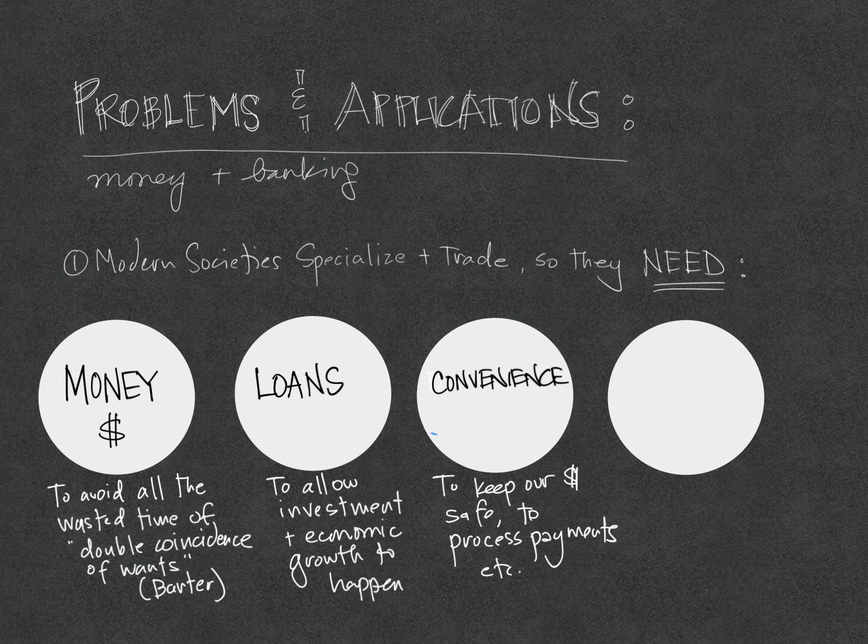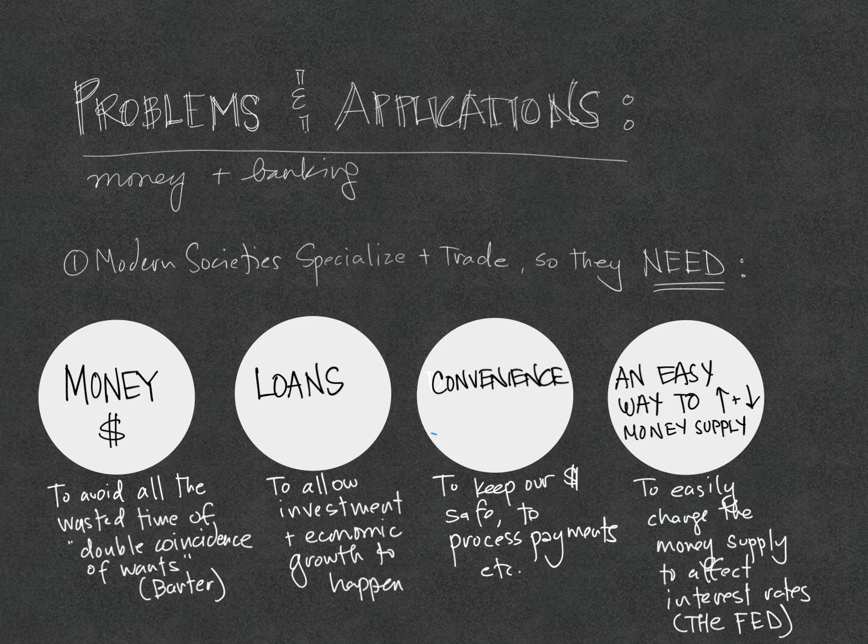Another thing we need is the convenience of somebody to keep our money safe, maybe somebody to issue paper slips called demand deposits or checks so that we don't have to lug gold around with us. We need somebody to process payments for these checks, etc. We need basically what banks are going to offer for us. So we need convenience, loans, money.